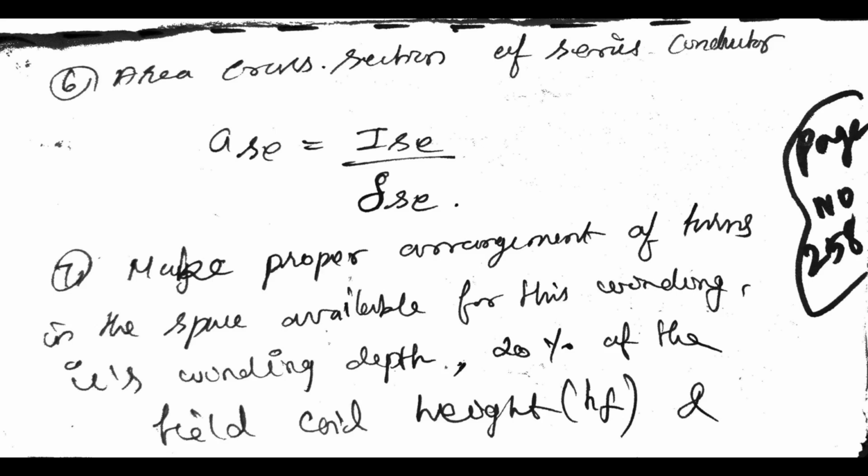Continuation of design of series field winding. Sixth, area of cross section of series conductor. ASC is equal to ISC divided by del SC. Seventh, make proper arrangement of turns in the space available for this winding, that is winding depth, 20% of the field coil height HF, and finalize the size of the rectangular conductor.